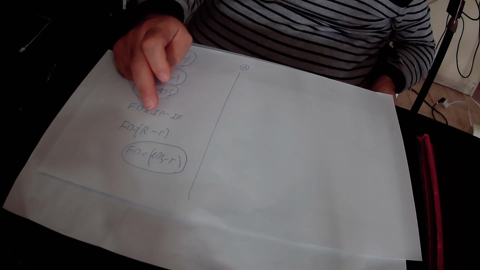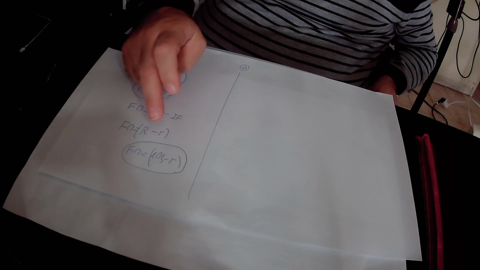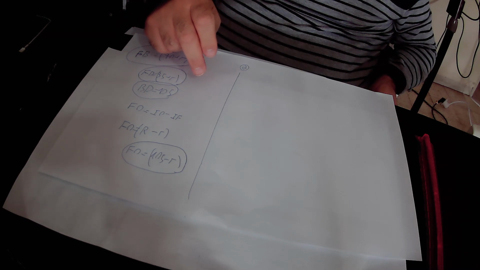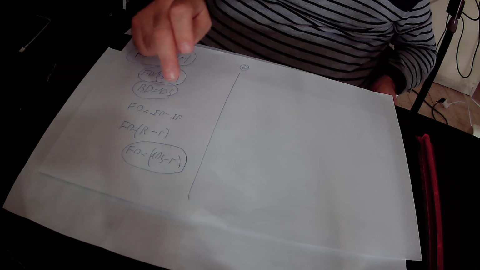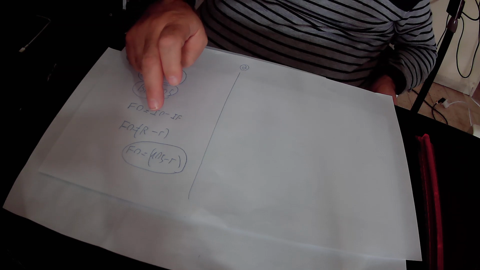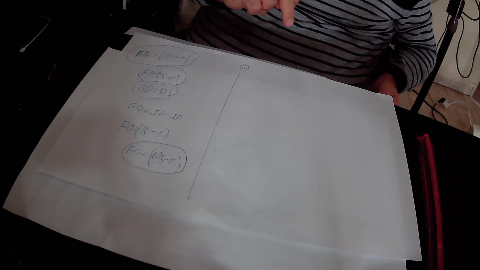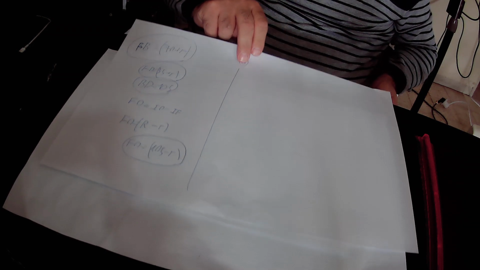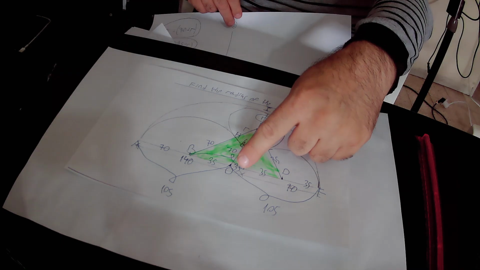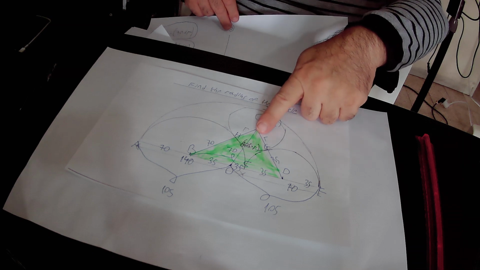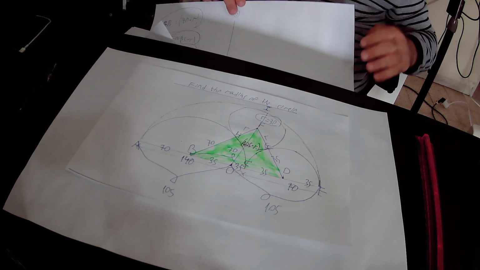We have already found out that capital R equals 105 units, and small r is the radius that we are looking for, so we leave it as it is. In conclusion, we found out that FO equals 105 minus r units. The length of this line segment FO is 105 minus r units.